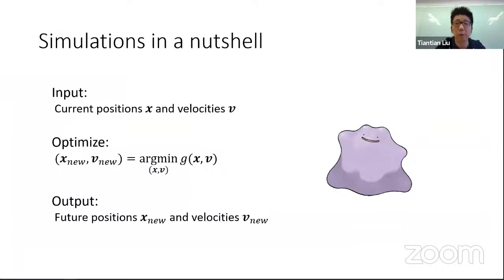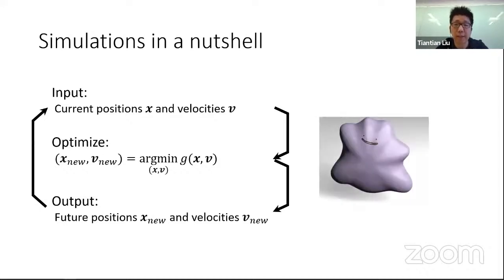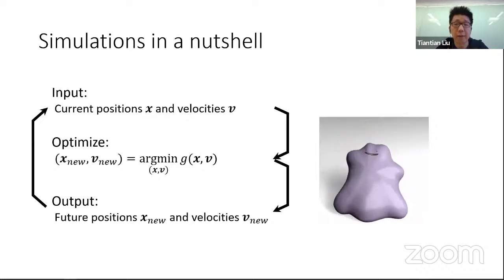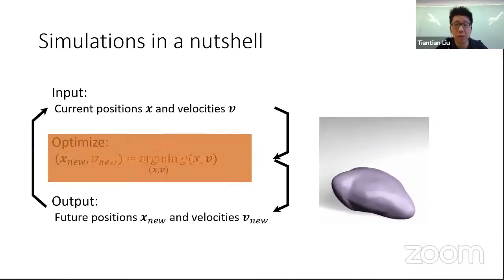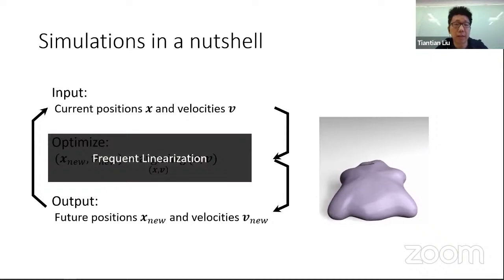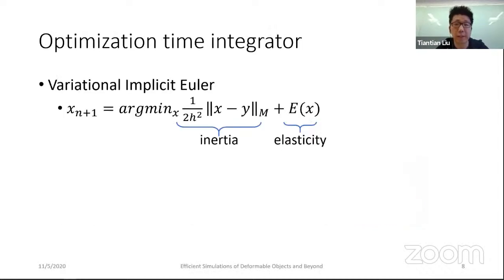Talking about simulation, it can be as simple as this. We feed the current state as an initial guess to an optimization framework, and it spits out the next state for us. We keep iterating the states, and finally, we get an animation. To solve the optimization problem, successive linearization is usually required, making it the main bottleneck of most simulators. The optimization form of one stable time integration scheme, implicit Euler, can be rewritten as this.